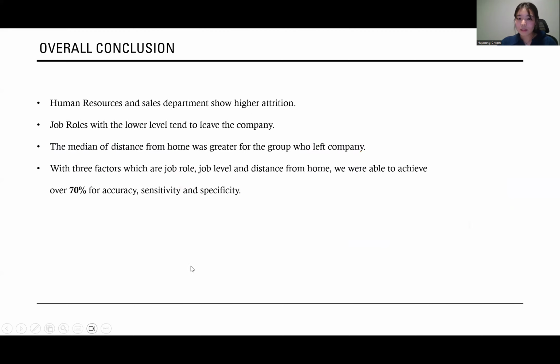So in summary, with three factors, job role, job level, and distance from home, we were able to achieve over 70% accuracy, sensitivity, and specificity. And human resources and sales departments show higher attrition. Job roles with the lower level tend to leave the company, which means they have higher attrition. The median of distance from home was greater for the group who left the company, which means they live further from the company.